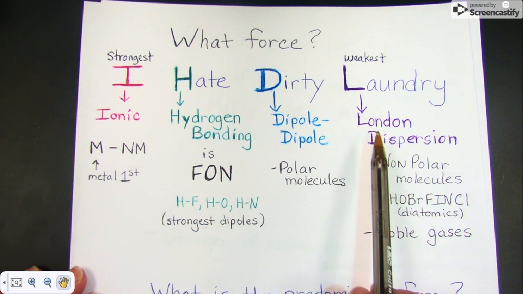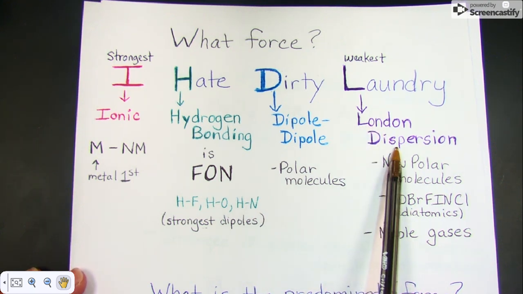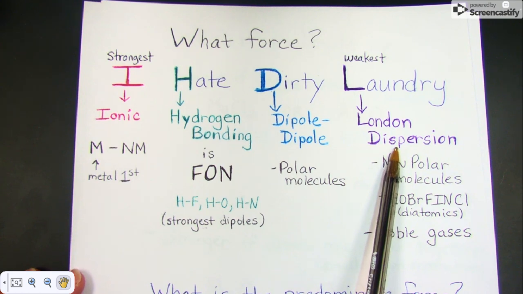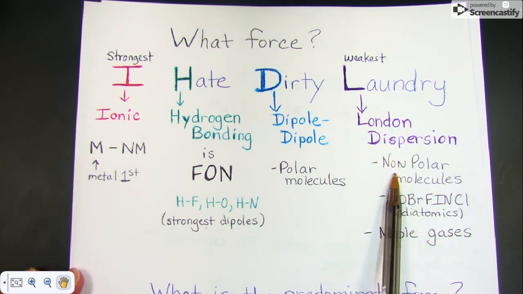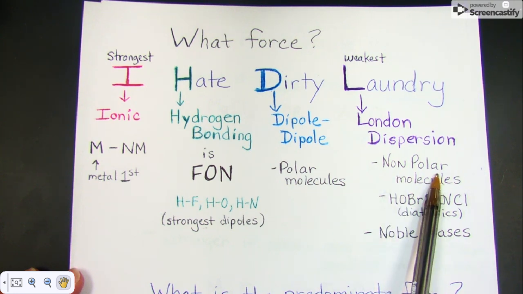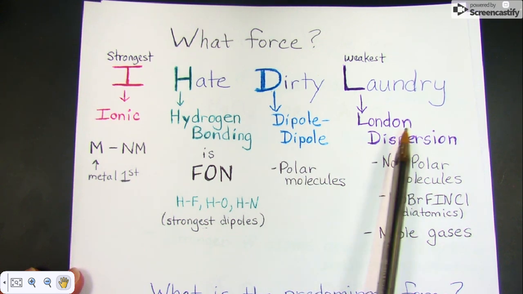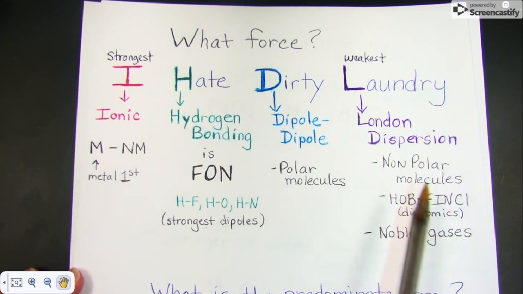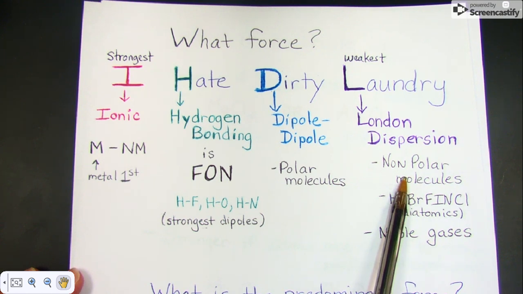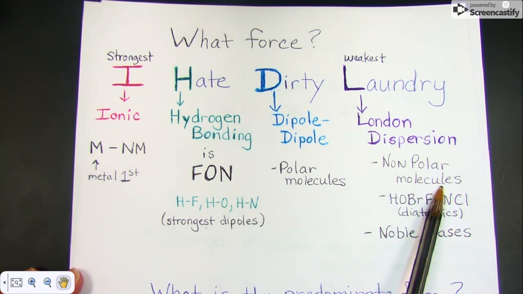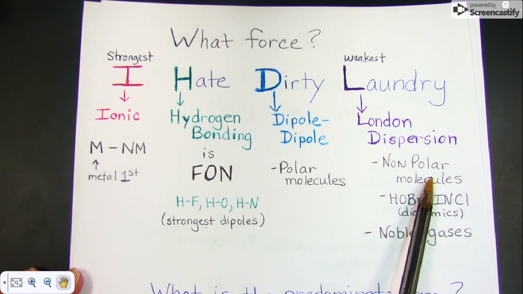So the laundry part stands for London dispersion. I always like London dispersion being the weakest because I always think of London Bridge falling down. That's pretty weak. In London dispersion, we have a couple categories. All the non-polar. So why we have to distinguish when we draw substances out is if it's dipole-dipole, which is polar, or if it's non-polar, then it's going to be London dispersion, the weakest. Non-polar means everything is symmetric and cancels each other out. It's like playing tug-of-war with the same person. You're not going to go anywhere.